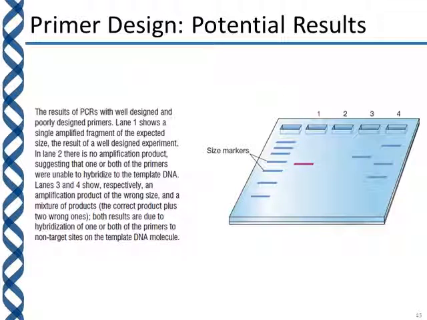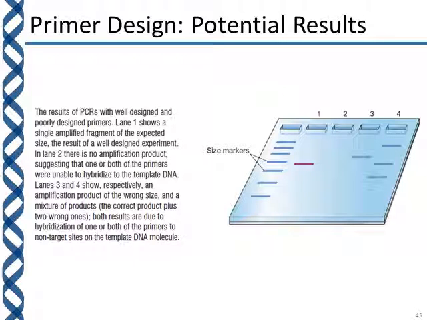So this is a good diagram showing some of the potential results from various primer designs. In the first lane of the gel, we see an amplicon generated from specific primer binding to the location of interest of the target DNA. In the second lane, you see no amplicon. That suggests that one or both of the primers weren't able to bind and stay bound to the DNA template.